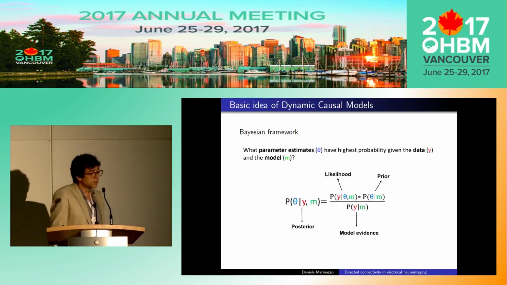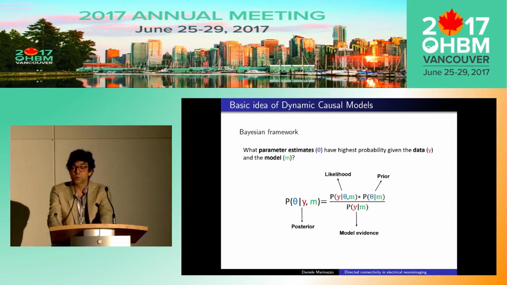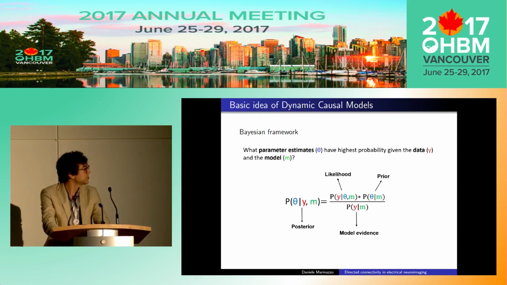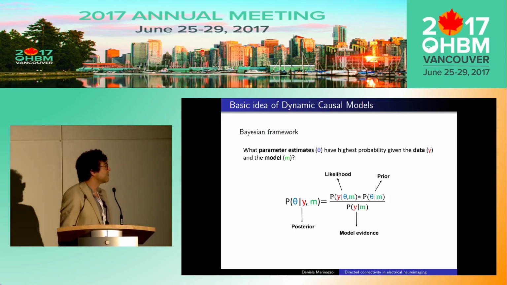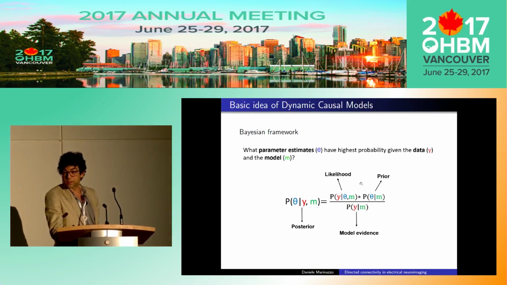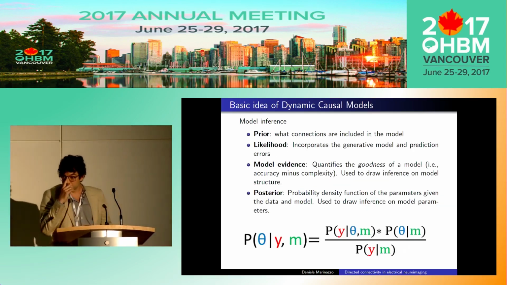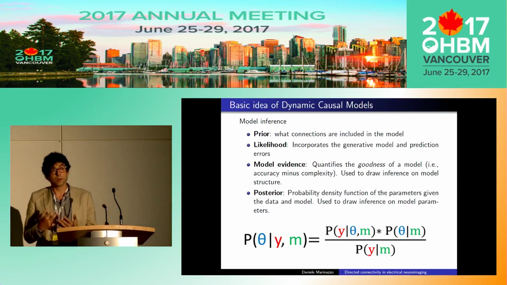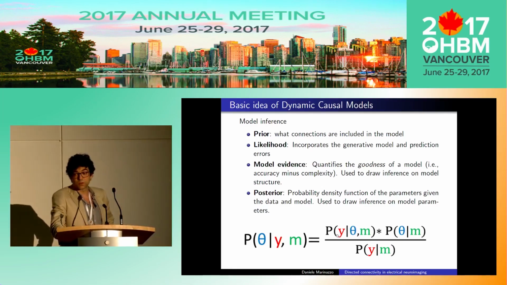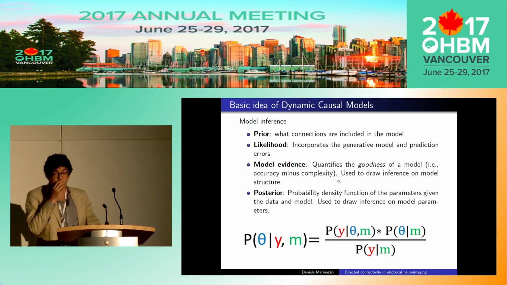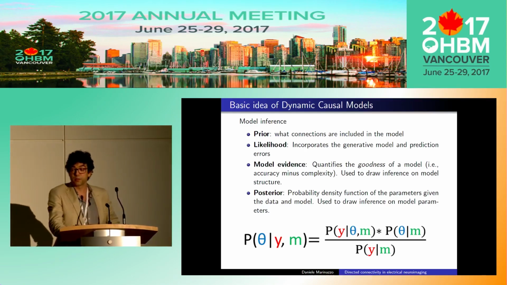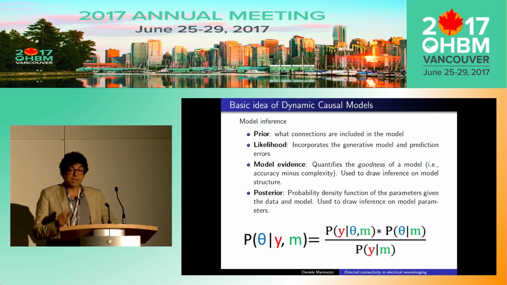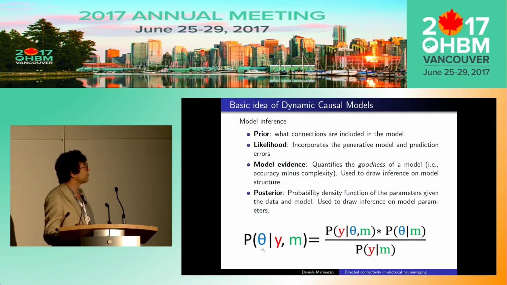So here, in the Bayesian framework, the main question is what parameter estimates have the highest probability given the data and the model. And so we give names to things. So this one is the posterior, this is the likelihood, this is the prior, and this one is called the model evidence. So the prior tells us which connections are included in the model. Then we have the likelihood, which incorporates the generative model, so what we think that our neural populations are doing, and the prediction errors. Then we have the model evidence that quantifies the goodness of a model, which is used to infer the model structure. And then finally we have the posterior, which is the probability density function of the parameters given the data and the model. And this leads us to the inference on the model parameters.